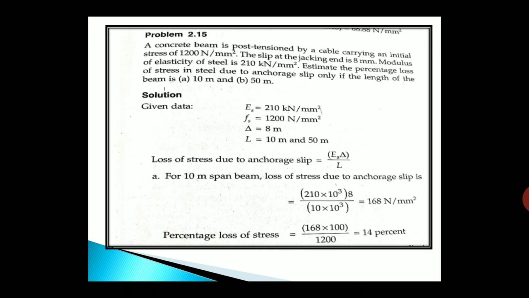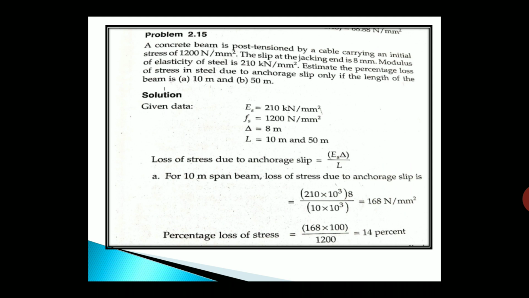So let me come to the first example of the day. I have selected a small and easy example to start with. In this example, we have a post-tensioned concrete beam which carries an initial stress of 1200 Newton per mm square. The slip at the jacking end is 8 mm. Modulus of elasticity of steel is given. We have to simply estimate the loss of stress in steel due to anchorage slip only.